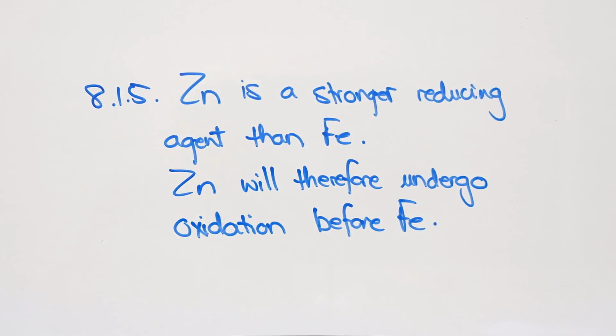Here's the answer written down. Zinc is a stronger reducing agent than iron. Remember, iron is the pipe. Zinc will therefore undergo oxidation before iron.